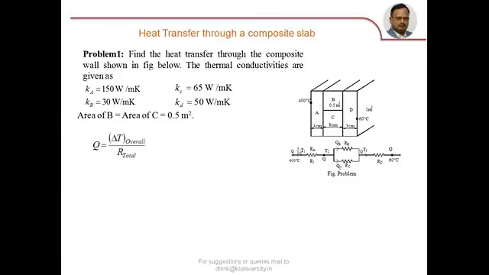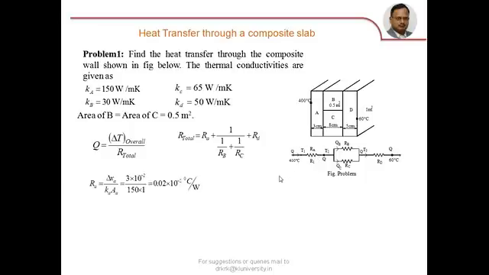So now the formula is Q equal to delta T overall by R total. Delta T overall means 400 minus 60, divided by the total resistance. Between 400, this node, and 60, this node, you have 4 resistances. And what is the total resistance? RA plus, since this is a parallel circuit, 1 upon (1 by RB plus 1 by RC), plus RD.